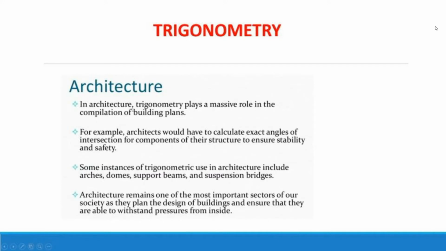In architecture, trigonometry plays a massive role in the compilation of building plans. For example, architects would have to calculate exact angles of intersection for components of their structure to ensure stability and safety. Some instances of trigonometric use in architecture include arcs, domes, support beams, and suspension bridges. Architecture remains one of the most important sectors of our society as they plan the design of buildings and ensure that they are able to withstand pressures from inside.